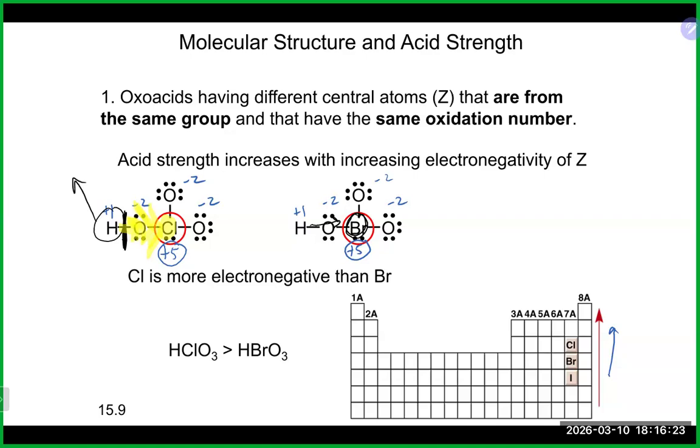Any questions on that? So when the oxidation number is the same, you turn to electronegativity to compare. Higher electronegativity, stronger acid, because the H+ is going to be able to be popped off a lot easier because of the difference in electronegativity. Any questions on that there?